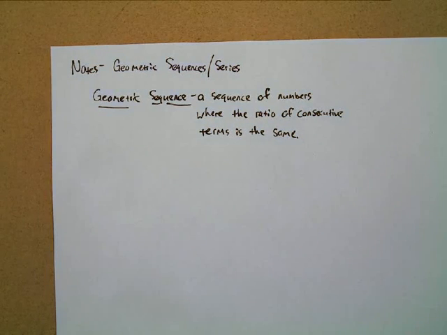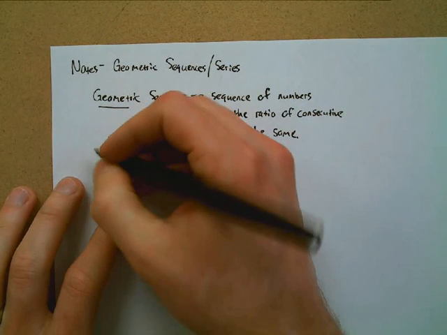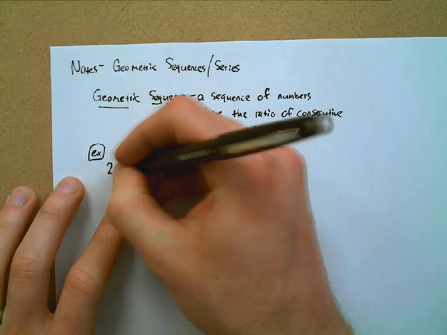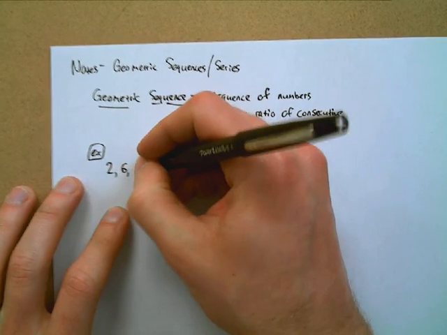And that same ratio that you use over and over again is called the common ratio, right? So we'll talk about that here in just a second. Just like we had a common difference, common ratio. So here's an example of a geometric sequence. 2, 6, 18, 54, and so on.